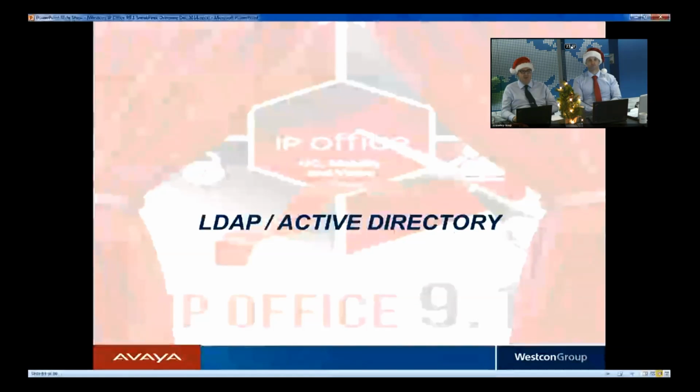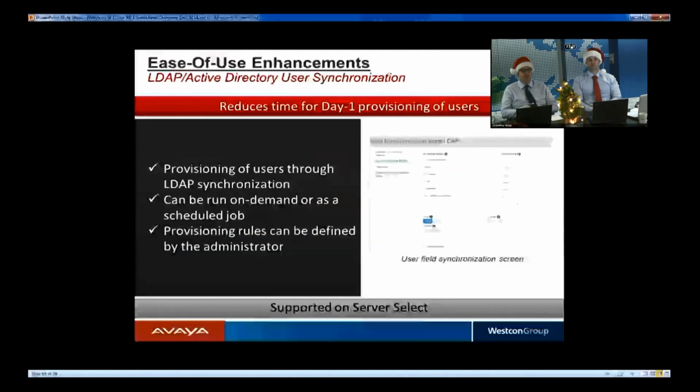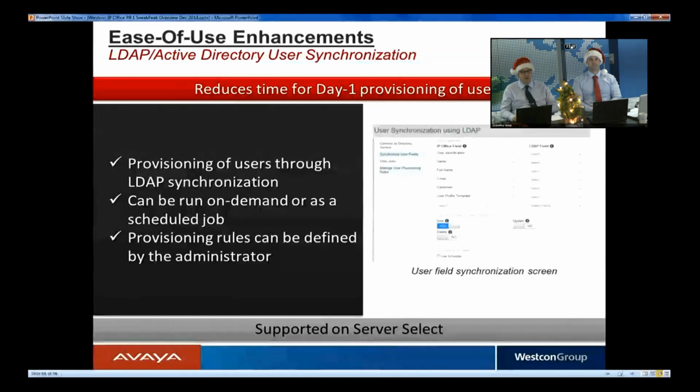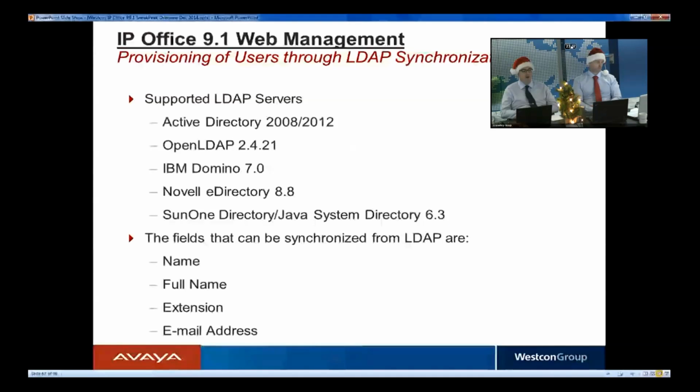LDAP and Active Directory. We don't have integration with LDAP. It does provide, as it says there, provisioning of users through LDAP synchronization. Can be run on demand or as a scheduled job if you wanted it to. What LDAP servers we connect to are shown here. So you can see Active Directory 2008-12, Open LDAP, IBM Domino, Novell, Sun One, and the actual fields that it does update are the name, the full name, the extension and the email address. Unfortunately, the Active Directory integration is only available on the Select version, so you will need to have a server edition with the Select mode to actually get that.